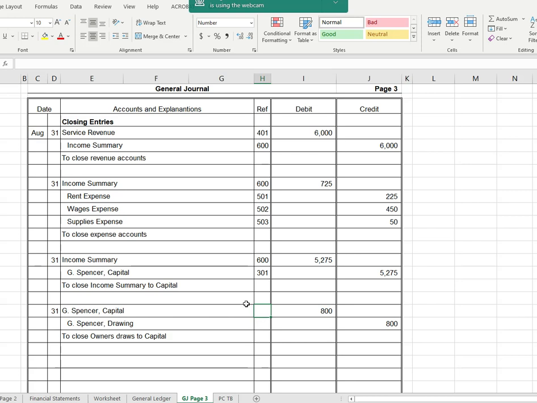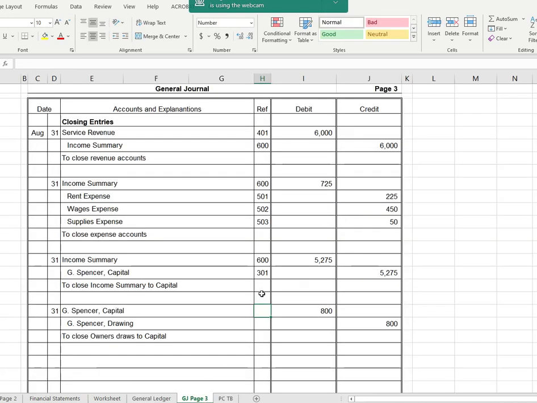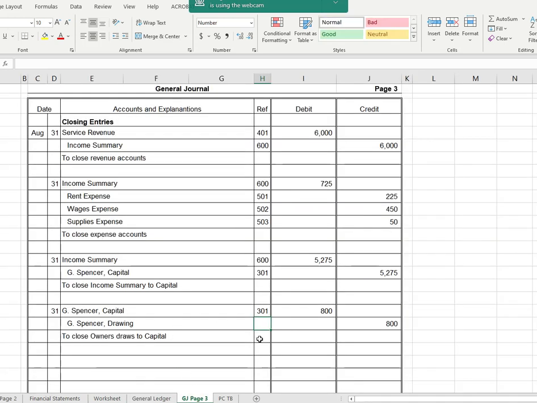My final entry I have to post, and this is a debit to capital for $800. 31. J3. 800, and that's going to give me a balance of $7,475 in that account. This account 301. So now I'm going to post that. And the last is the drawing account. It's a credit for $800. So we have 31. J3. Credit for 800 gives us 0. And this is account 302. So I'm going to go back to account 302.